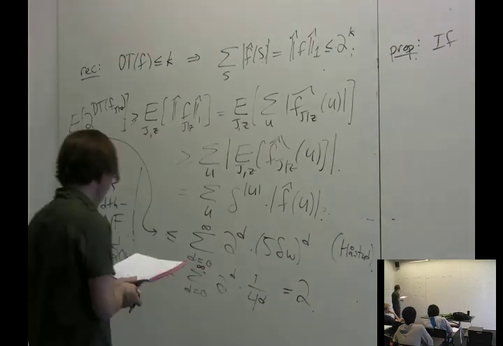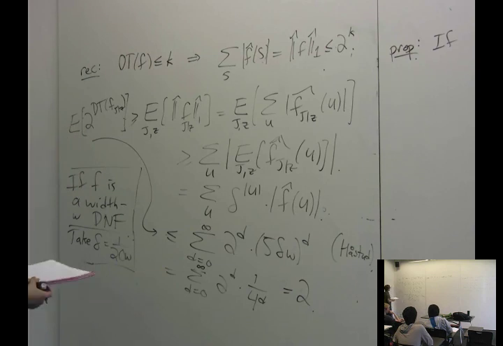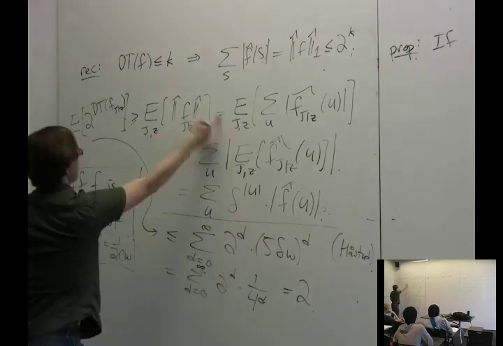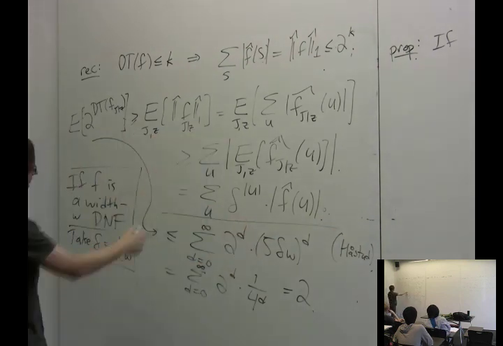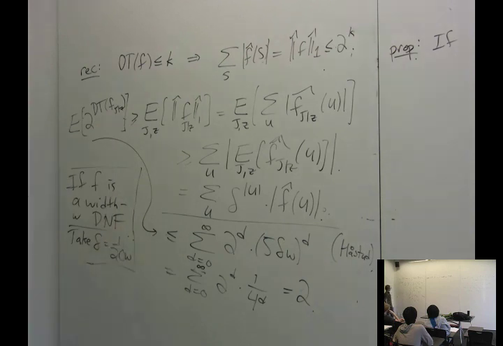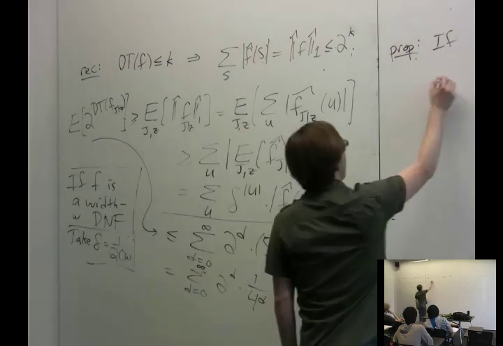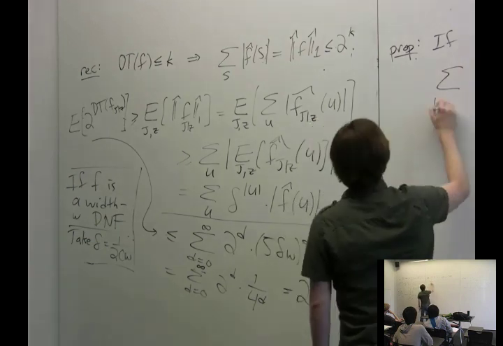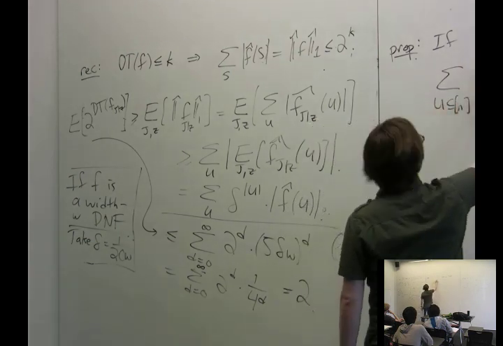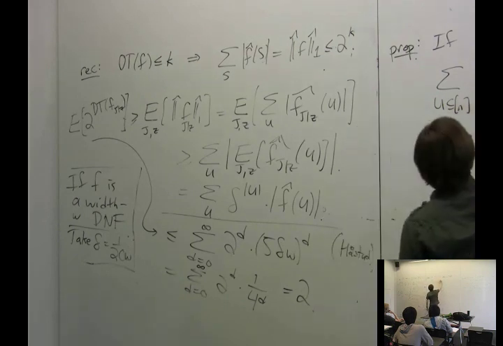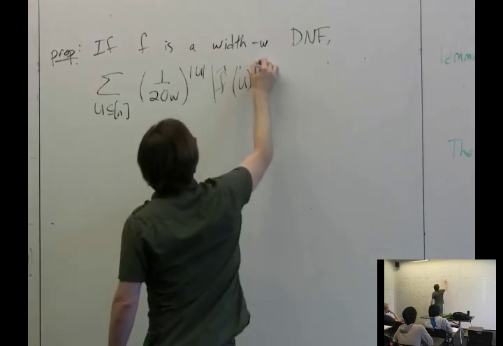So what we've eventually shown here is that, okay, this is the dividing line, this stuff is all less than this. I shouldn't have done it like this, this is a horrible board technique. So we got this is less than or equal to 2, and delta is this. So what we got is that the sum over all u of 1 over 20w to the cardinality of u, times f hat u, is at most 2.